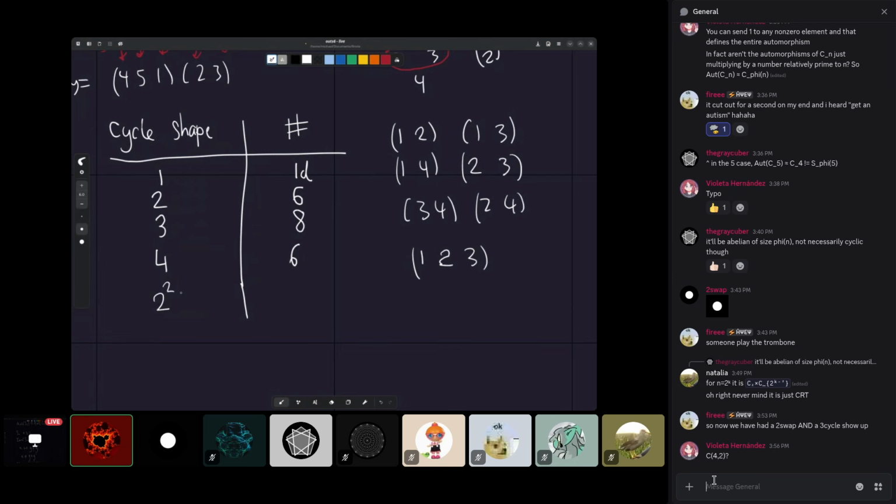Cycle shape 2 squared, meaning things that look like this. Things that look like this. How many of these are there? It's the last one. You'll be pleased to know. If you know it's the last one, you could just do exactly 24 minus that. So it is.